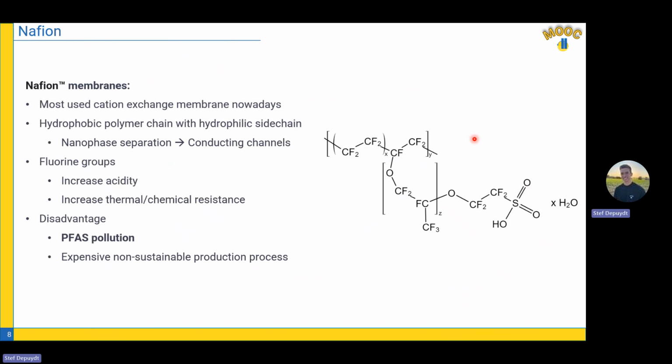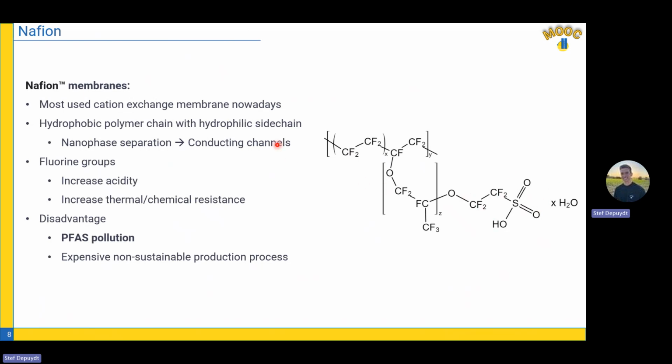The presence of this hydrophobic backbone and hydrophilic side chain can create nanophase separation. So our side chains will be attracted to each other and will form regions where all side chains go together, and the same for the backbones. This way we have a hydrophilic region all through the membrane, of all these side chains, and this will create very efficient conducting channels for our cations to move through, because now all our sulfonic acid groups are located together.